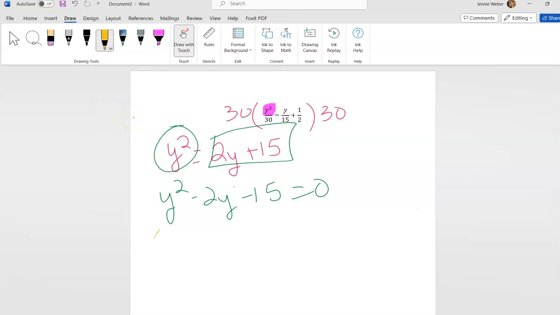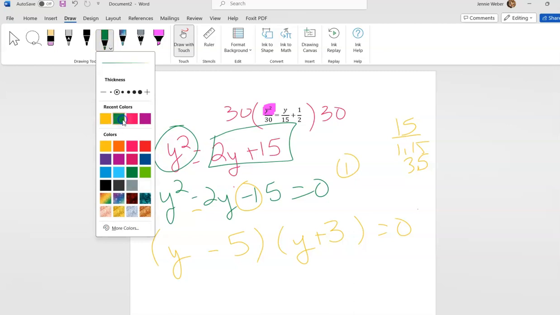Now I need to factor. So my first step was to get it into standard form. My second step is to factor. So I need something that, so my first is for 15, 1 and 15 or 3 and 5, not a lot. I need the one that subtracts to 2, which is 5 and 3. The 5 is going to be negative to match that sign right there.